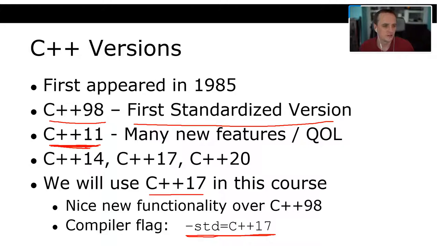Someone else says, if we don't want stop the world GC, don't we need to do manual memory management? Yes, so C++ has manual memory management, but we will get into how that is not going to be an issue for us. Is there a specific version you want us to use?